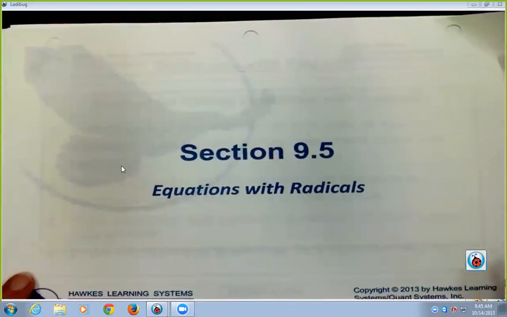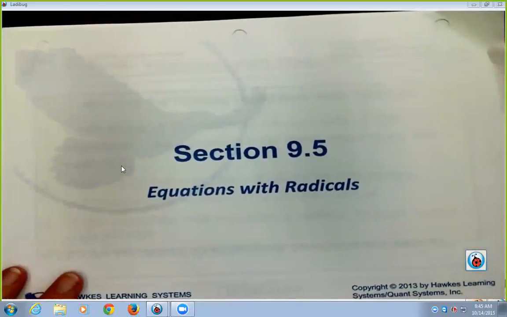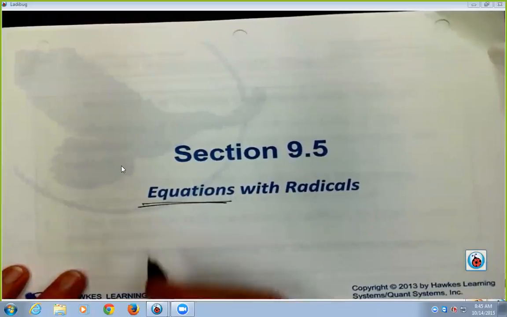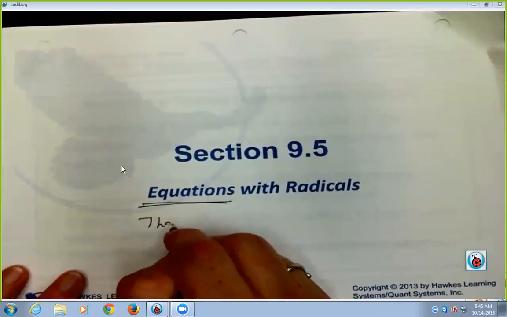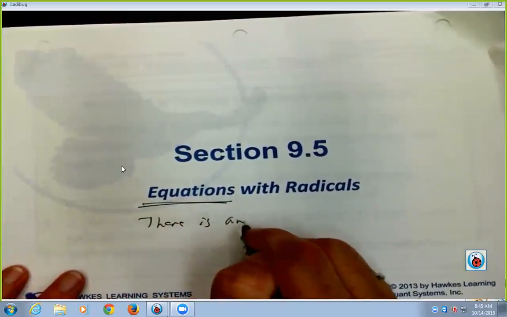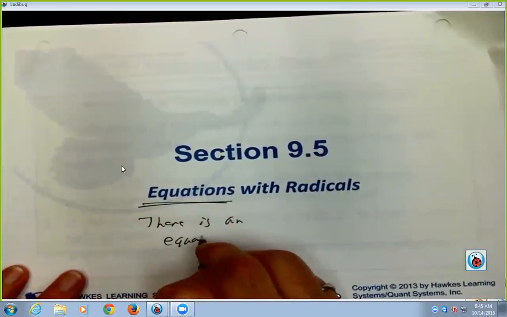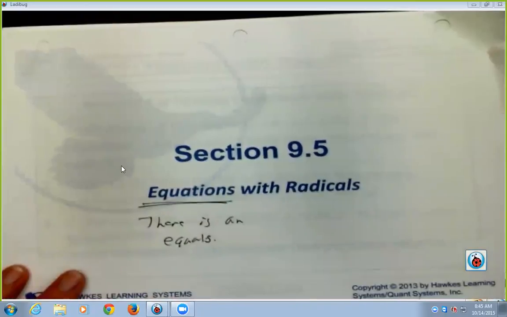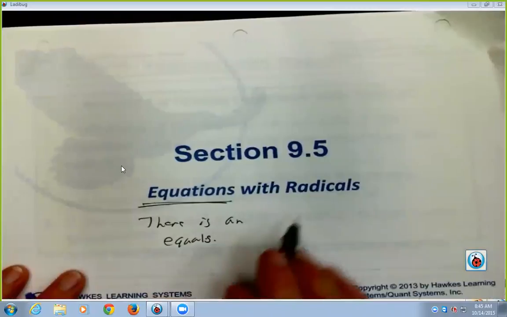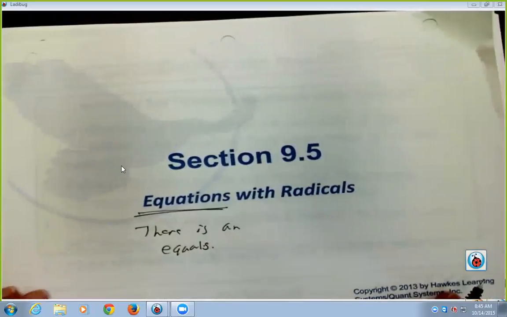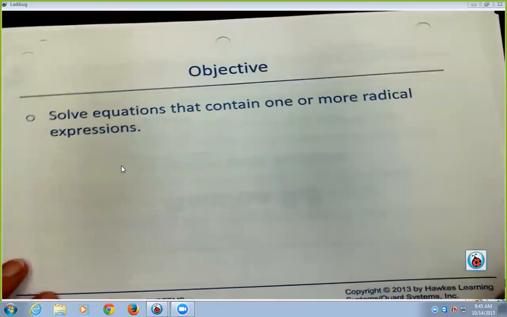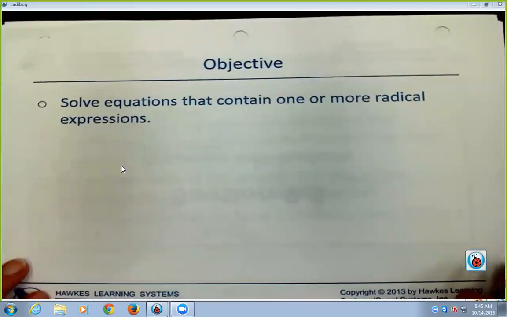9.5 is equations with radicals. Equations, the definition of those, of course, is that we have an equals. So there is an equals involved with those, and then we've got these radicals that are involved, but we're going to come up with ways in which we can take care of those. So, solving equations containing one or more radical expressions.